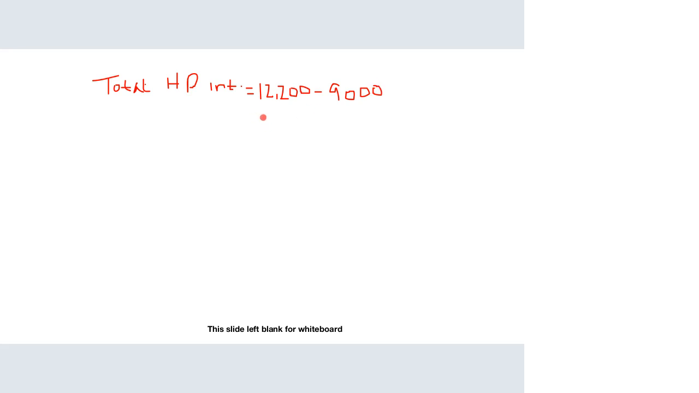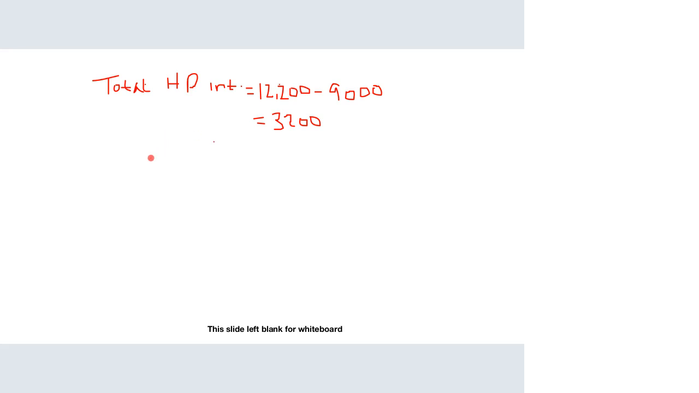So what will that give us? If you subtract 9,000 from 12,200, what is the difference? Kelvin, okay, 3,200. So that is the total hire purchase interest, 3,200. But now you find that this interest will be paid in 4 installments.